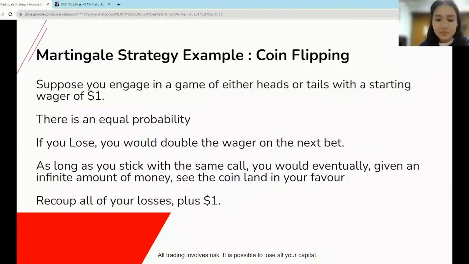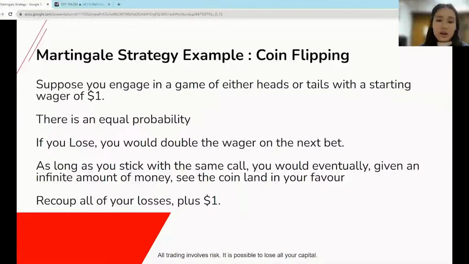Okay, let's move on. So here's an example of the martingale strategy. You can imagine it's basically coin flipping. Suppose you engage in a game of either heads or tails with a starting wager of $1. There's an equal probability of it being heads or tails. So if you lose, you would double the wager on the next bet in order to essentially cover your losses. As long as you stick with the same call, given an infinite amount of money, you would eventually see the coin land in your favor. And it will also recoup all of your losses plus an additional dollar.